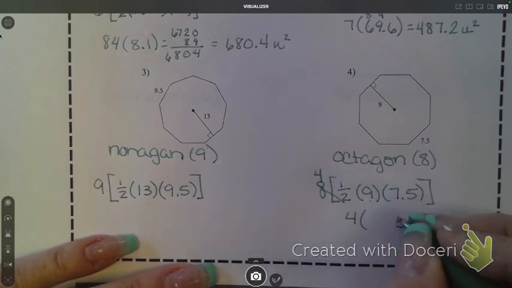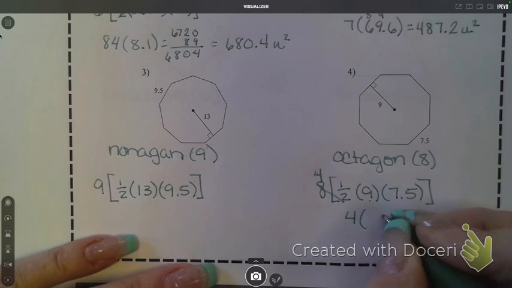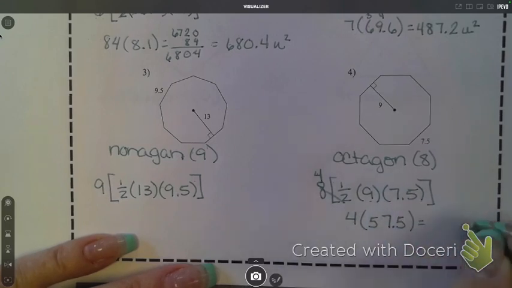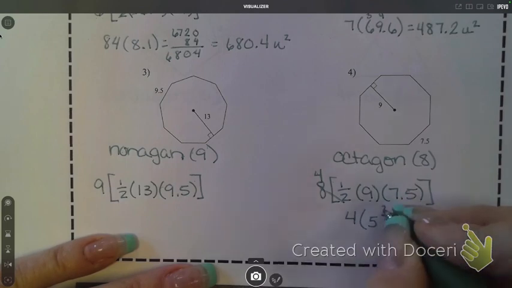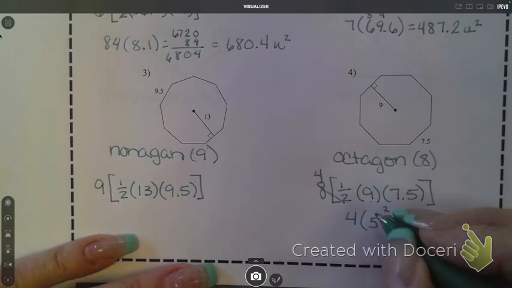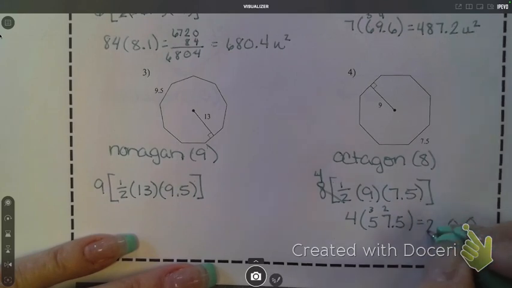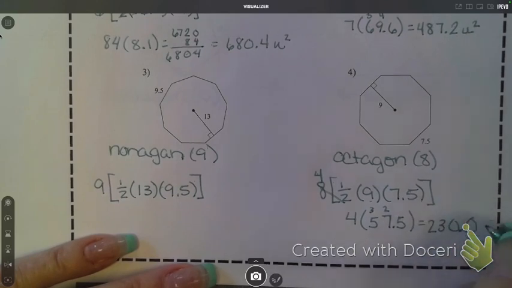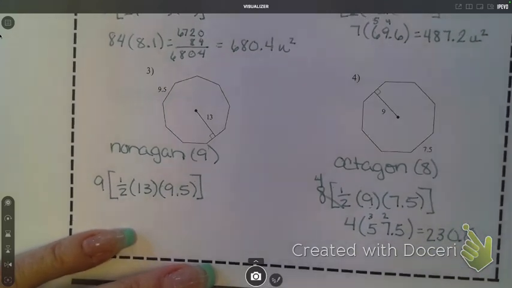So 5, carry a 4, 7, 5. And then that times 4. Yeah. So like on one, we could have taken half of 6. 230 units. Why do I keep doing that wrong?